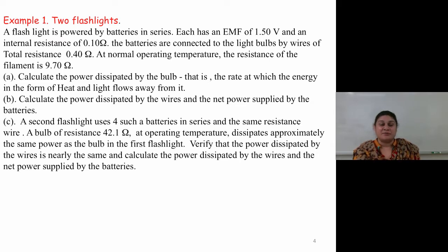A second flashlight uses 4 batteries in series and the same resistance wire. A bulb of resistance 42.1 ohms at operating temperature dissipates approximately the same power as the bulb in the first flashlight. Verify that the power dissipated by the wire is nearly the same, and calculate the power dissipated by the wires and the net power supplied by the batteries.